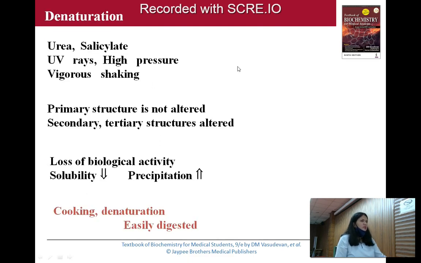So denaturation can also occur because of heat, agents like urea, vigorous shaking, high pressure, and UV rays. These are the agents which cause denaturation. So remember, in denaturation, the primary structure is not altered, but secondary, tertiary, and quaternary structure, everything will be altered. As a result, there will be loss of biological activity, and the protein can be easily precipitated out.